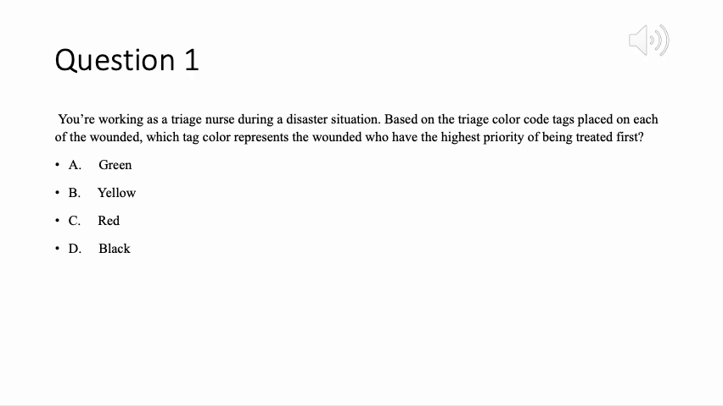The answer here is going to be red. The red tag indicates that the patient must be seen first because they have a life-threatening injury, but could survive if treated quickly. The patient is still alive, but there is a severe alteration in their breathing, circulation, or mental status that requires immediate medical attention.